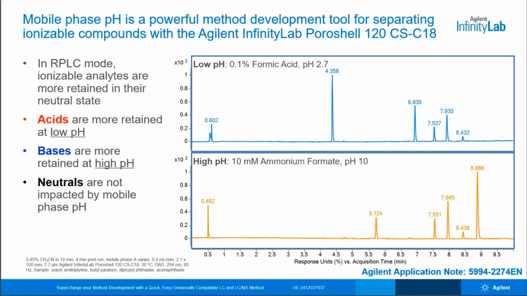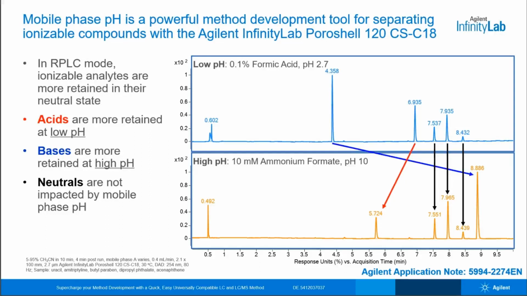Here you can see the same sample analysed at low and high pH. If you follow the arrows, you can see how the compounds move. The blue arrow indicates a basic compound which is more retained at high pH, and the red arrow marks an acidic compound which is more retained at low pH. There are also 3 neutral compounds in this sample, and as you can see they are unaffected by mobile phase pH. When developing a method, it's very worthwhile to optimise the selectivity by pH.